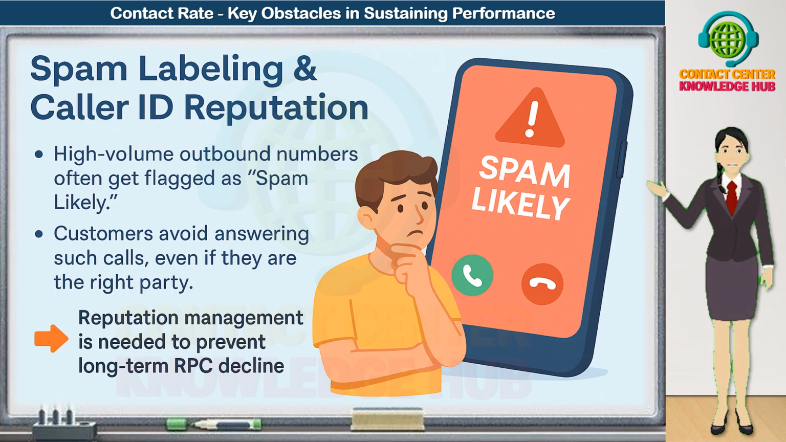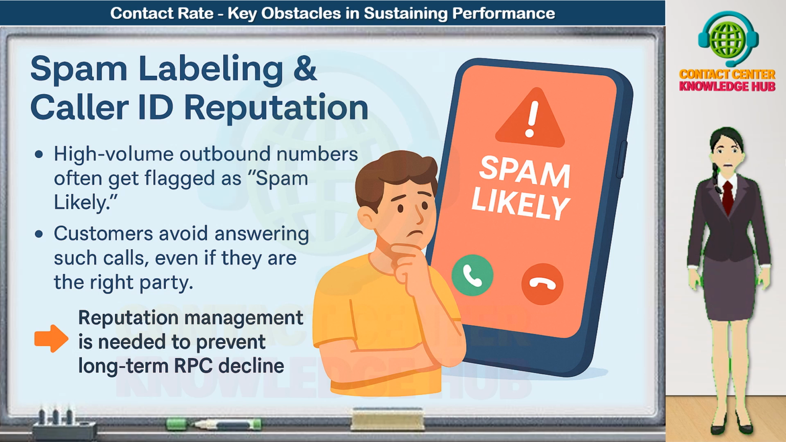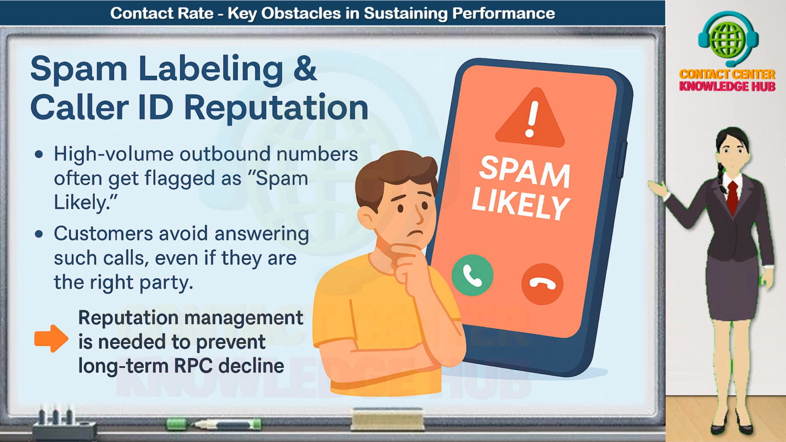This not only hurts your contact rate in the short term but also causes long-term damage to your caller reputation across carriers and regions. That's why reputation management is essential. Rotate numbers regularly, monitor spam reports, register with branded caller ID services, and maintain responsible dialing patterns. Impact: without proactive reputation management, right-party contacts decline steadily. You preserve trust, maintain accessibility, and keep your outbound performance strong over time.